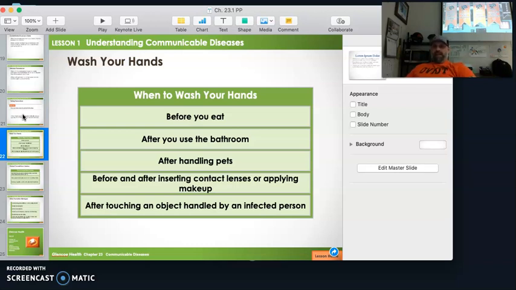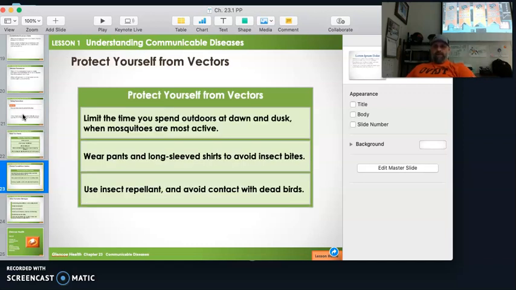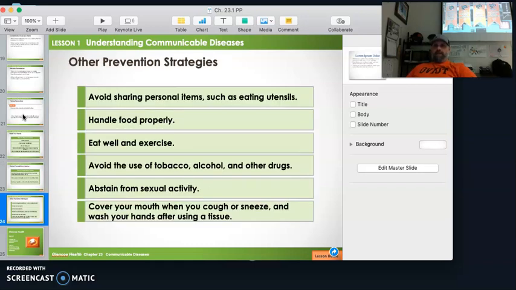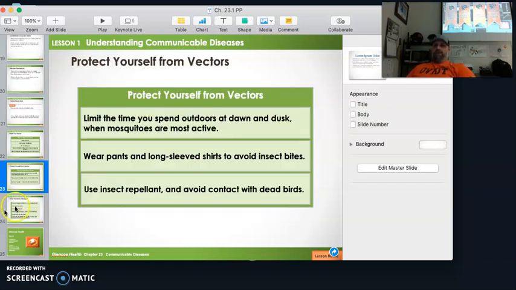So I'm going to let you take a look at the last 3 slides here on your own. Talk about hand washing, vectors, and other preventive strategies, because I'm going to run out of time here in about 10 seconds.